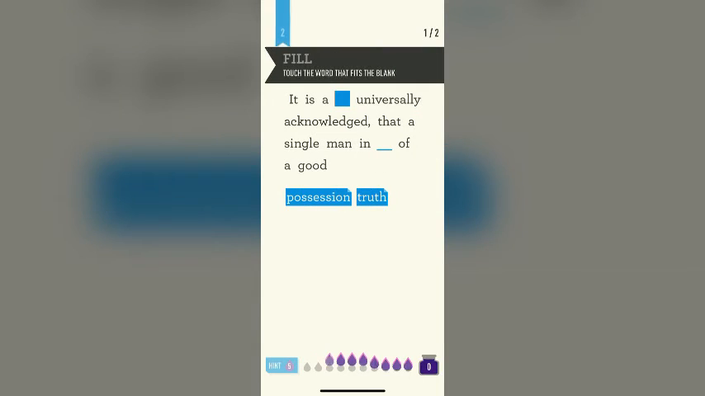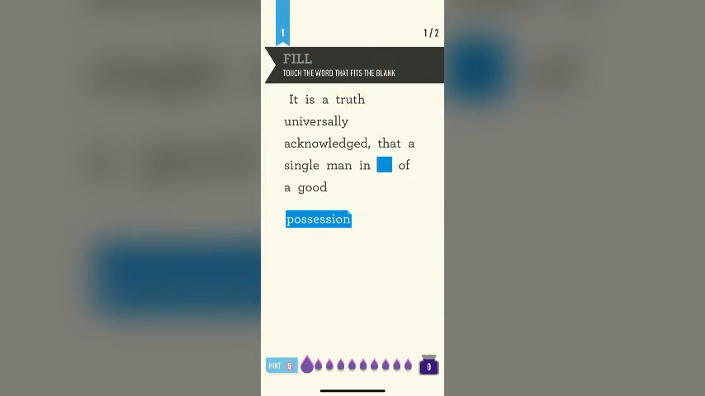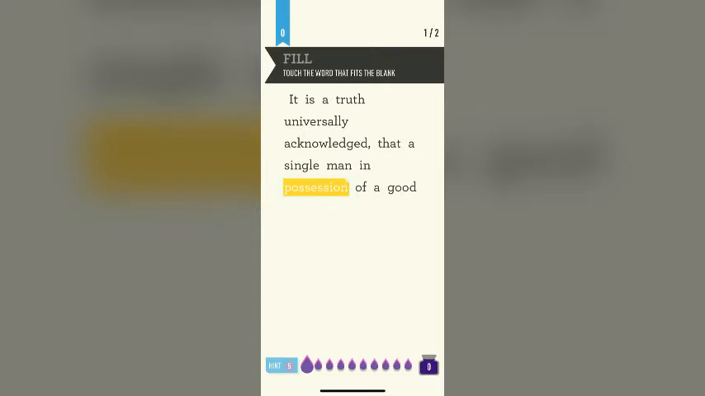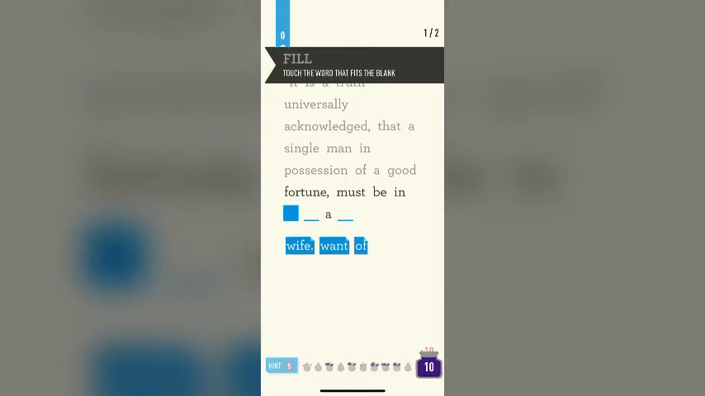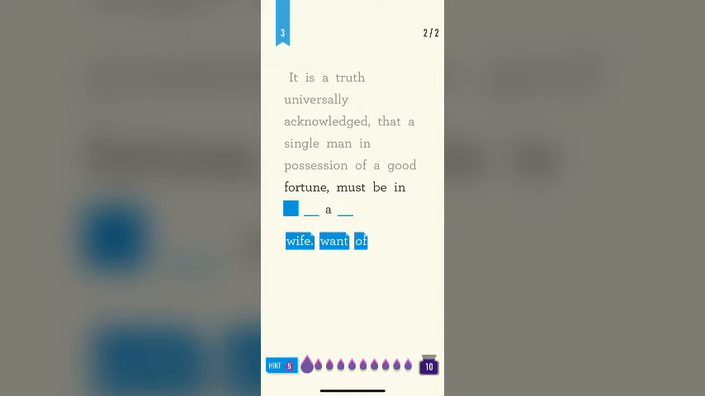Alright. So this is a truth universally acknowledged. Yeah, a single man in position of the good fortune must be in want of a wife.